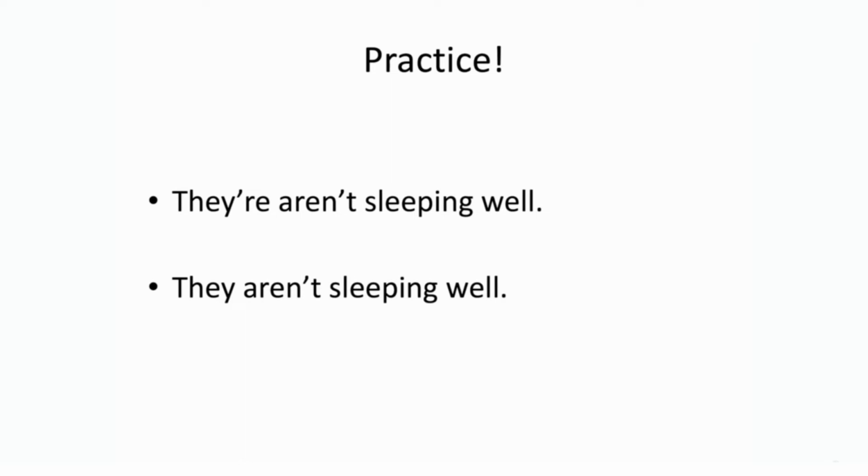They're aren't sleeping well. They aren't sleeping well. The second sentence is correct. They're is the contraction of they are, and aren't is the contraction of are and not. Therefore, in the first sentence, we have the auxiliary be twice, which is not necessary.